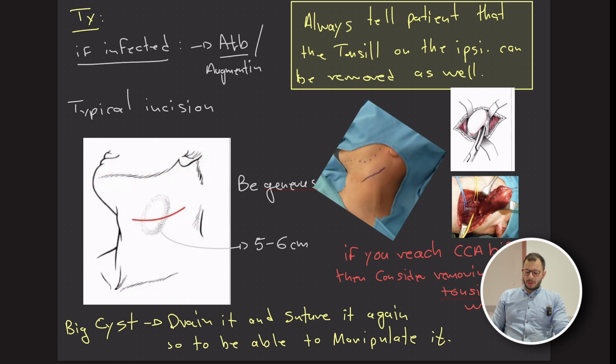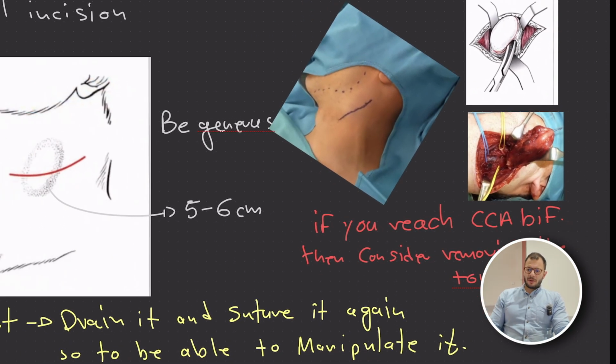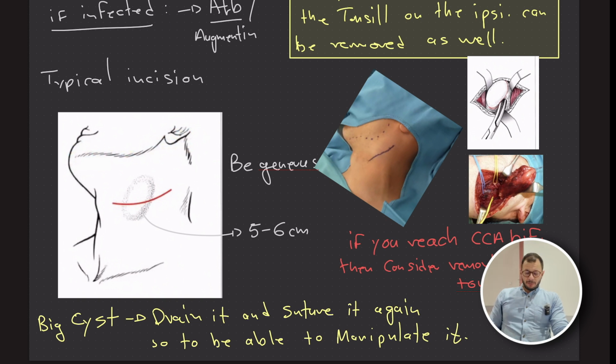So be generous with your incision and just place an intradermal suture at the end in order to leave minimal scarring. Now, the most important step of the operation is before the operation, when the patient signs the consent form. You need to explain to the patient that there is a possibility that you will need to remove the tonsil on the ipsilateral side as well, for the reasons that we've talked about before.